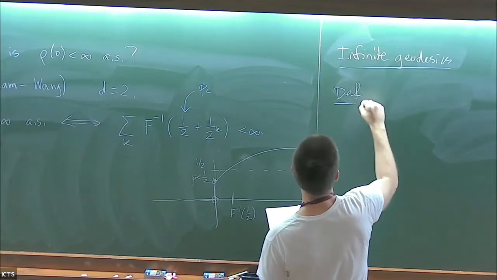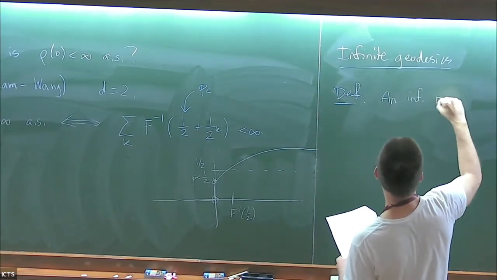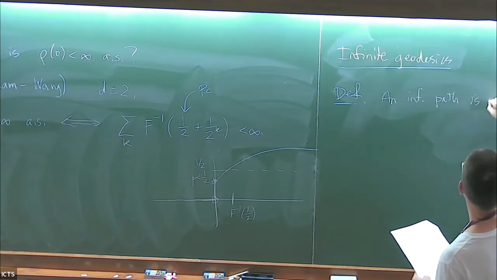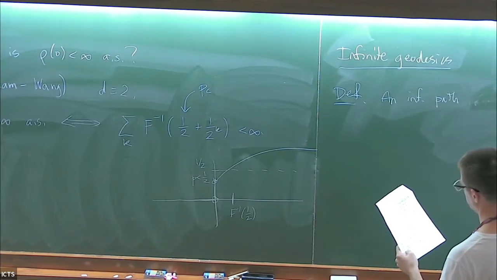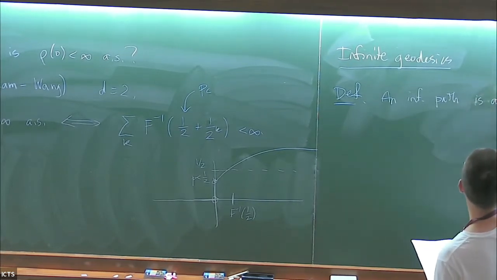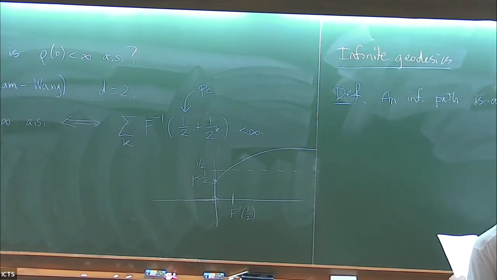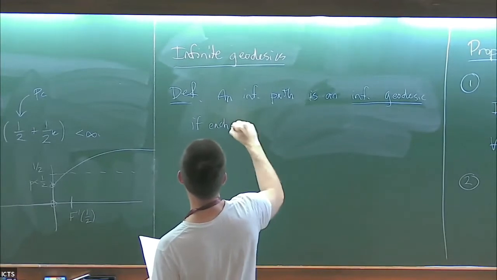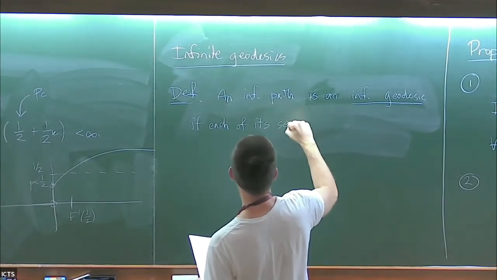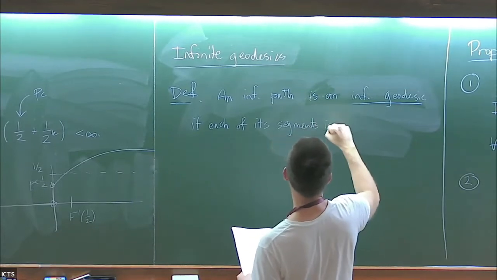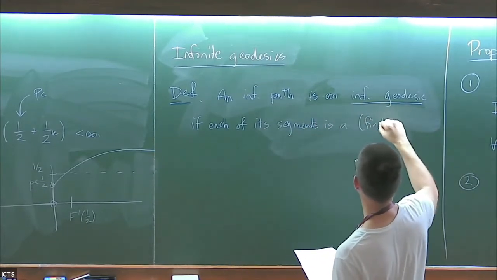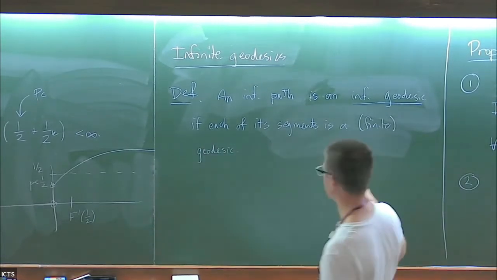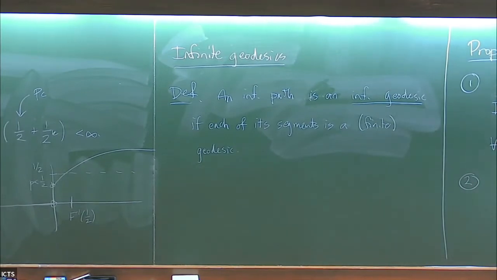Here's the definition. An infinite path is an infinite geodesic if each of its segments is a (in parentheses) finite geodesic. I guess I don't really need to even say finite because geodesic was defined as a finite geodesic.